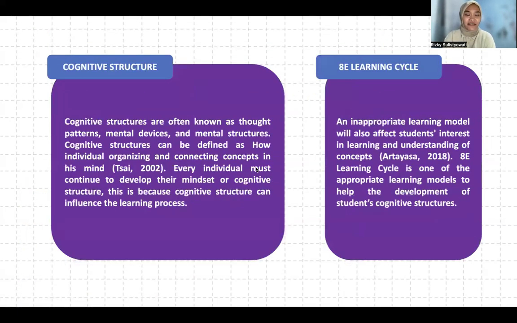So what is cognitive structure? Cognitive structure is often known as thought patterns, mental devices, and mental structure. Cognitive structure can be defined as how an individual organizes and connects concepts in his mind. Every individual continues to develop their mindset or cognitive structure. This is because cognitive structure can influence the learning process. Also, an appropriate learning model will affect student interest in learning and understanding of concepts.